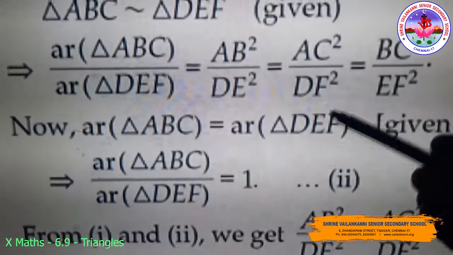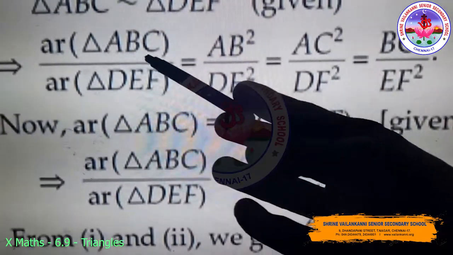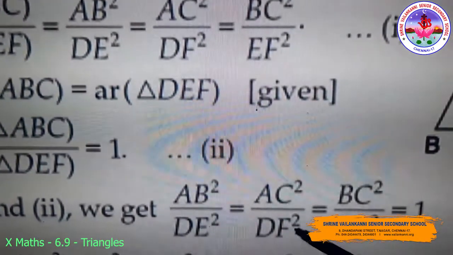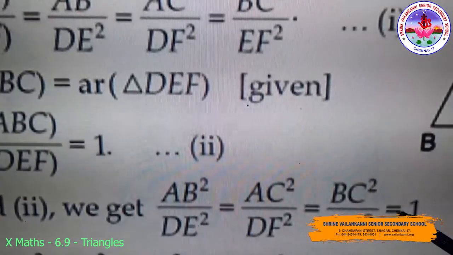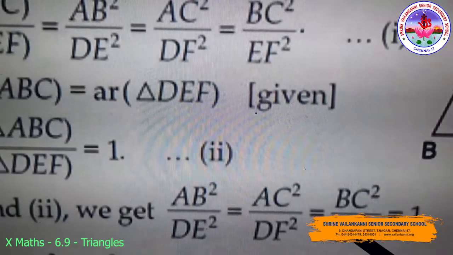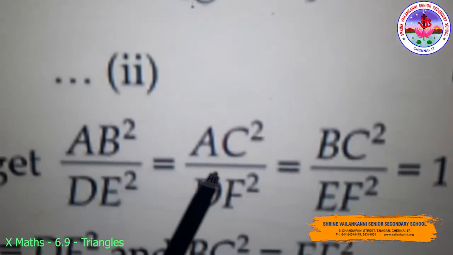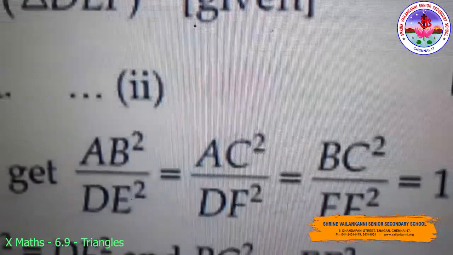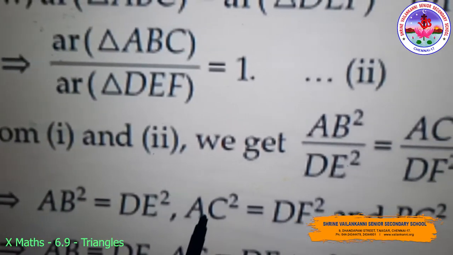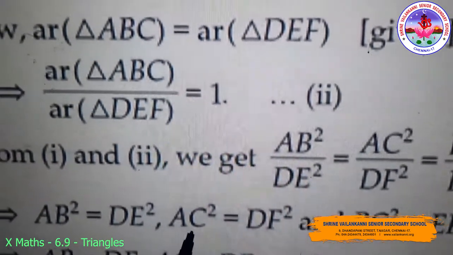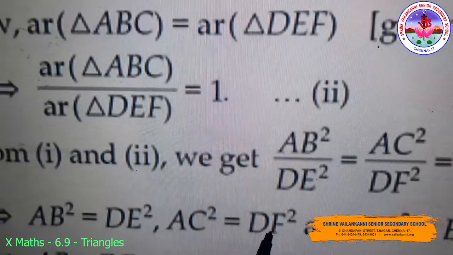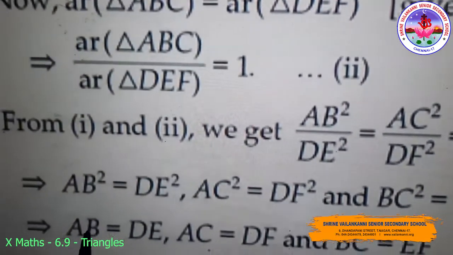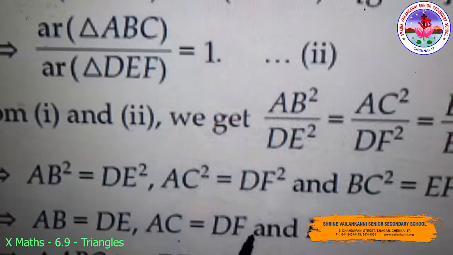So when I compare equation 1 and 2, I got my left hand side as 1. So automatically we get AB square by DE square is equal to AC square by DF square is equal to BC square by EF square is equal to 1. So equating all the ratios to 1, I will get AB square by DE square is equal to 1, as well as AC square by DF square is equal to 1. So bringing DF square across, I will get AC square is equal to DF square, and similarly BC square is equal to EF square. So we will get AB is equal to DE, AC is equal to DF, and BC is equal to EF.